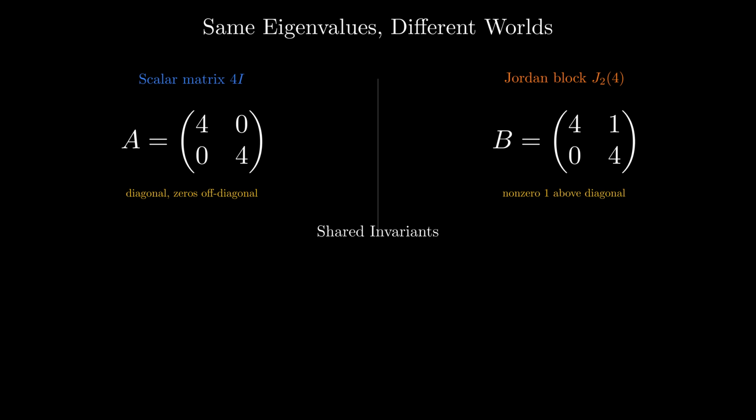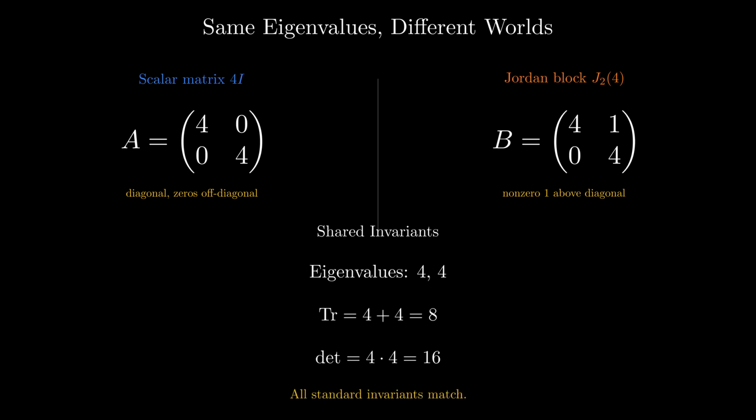Both have characteristic polynomial (lambda minus 4) squared, so both have eigenvalues 4 and 4. Both have trace 8, the sum of the diagonal entries. Both have determinant 16, 4 times 4. By every standard numerical invariant, they look identical. So they should be similar, right?